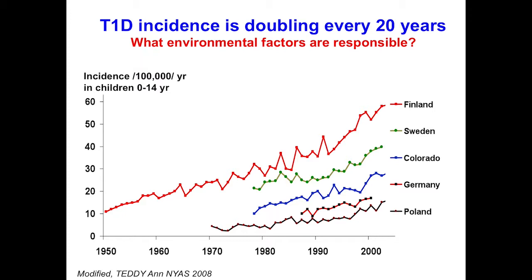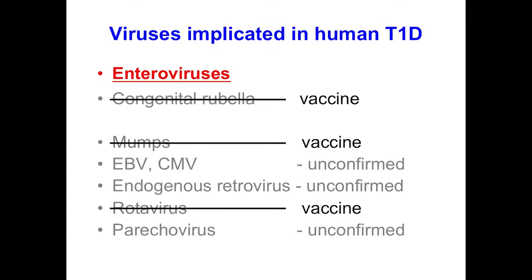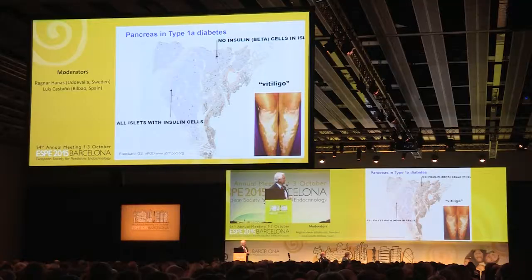So viruses have been the prime suspect for a long time. Now the list is getting a bit shorter because we are getting more vaccines. So we are preventing natural infections, and rubella, rotavirus, or mumps should not be anymore a suspect for type 1 diabetes. There is also very little new evidence for some of the other viruses. The only virus left standing today is enterovirus. Would enteroviral infection be consistent with what we see in the pancreas?